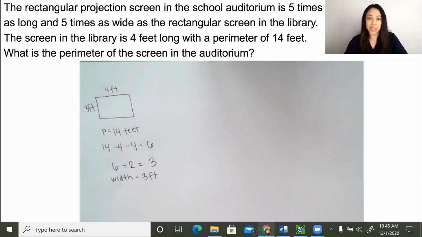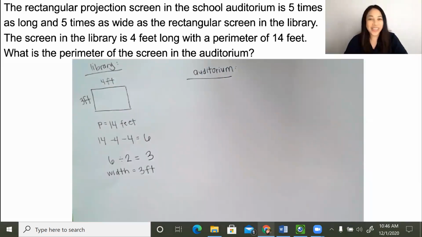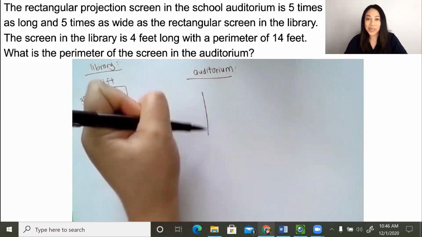Let's return back to our picture. What other information can we draw? We can now draw the auditorium screen. The rectangle is larger. How much larger is the auditorium screen than the library screen? It's 5 times as long and 5 times as wide as the one in the library. How can we indicate this in our drawing? We can take the dimensions of the library screen and multiply both the length and the width by 5. Go ahead and do this now.